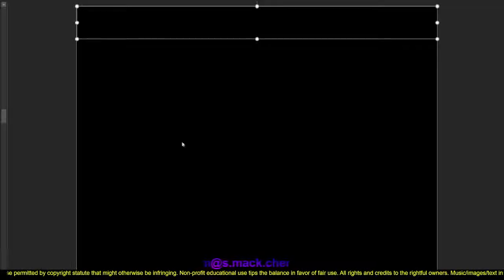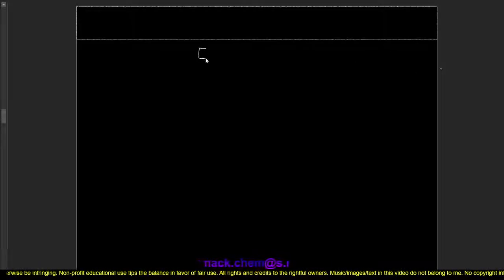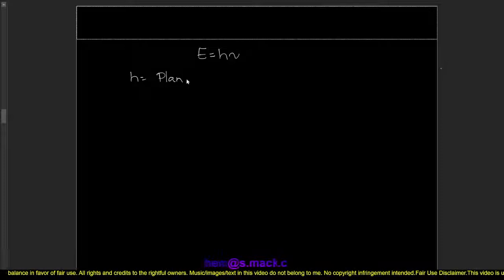Let's talk about Planck's equation. You're going to see it on page 13, which is arrangement of electrons in the atom. Here is our equation, which is Planck's equation. E is our quantum of energy. So you're asked to calculate the quantum of energy given H, which is called Planck's constant.